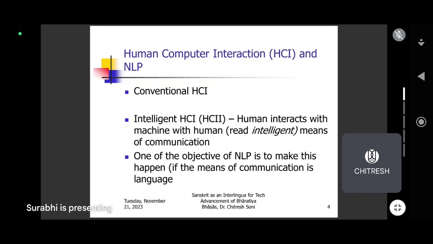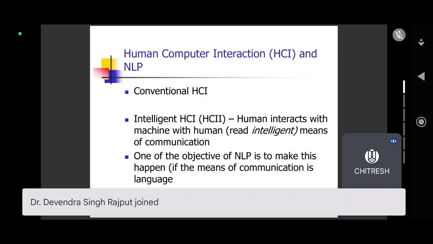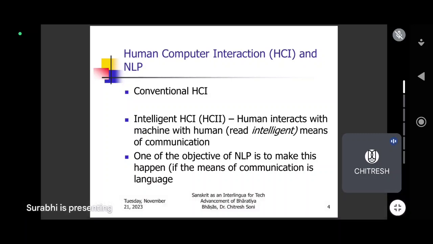But we went into intelligent SCI, which is human computer intelligent interaction. A human interacts with a machine with intelligent means of communication, which are essentially human means of communication. There is a very good example: suppose you are interacting with a computer with a curtain in between, and you are talking to it, and you can't predict whether it is a computer or a human being. So this is called the standard of human computer intelligent interaction, SCI. Then SCI will be possible that day.